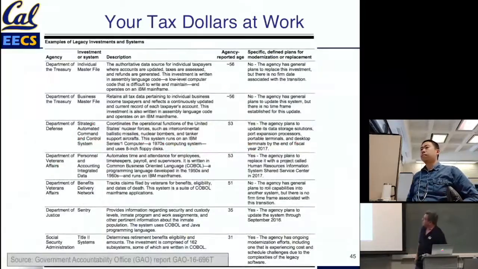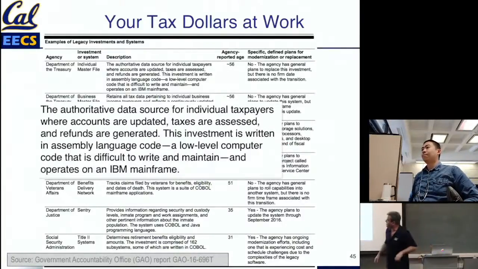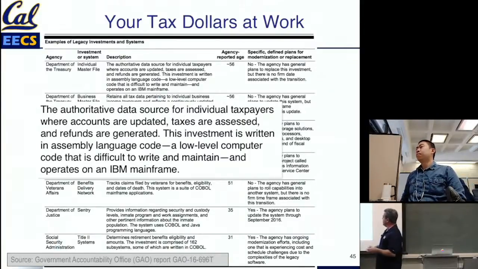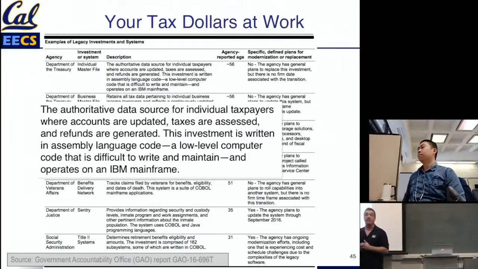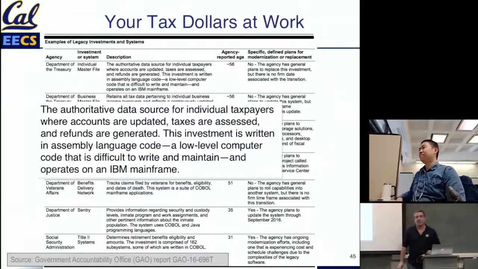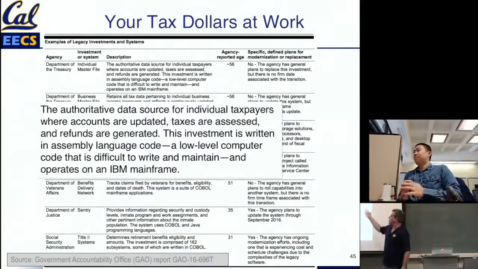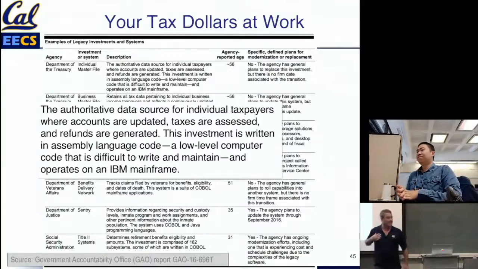How old? Here is a table of some of your tax dollars at work. You cannot read this, but I will enlarge the top line for you. It's the IRS, or Department of the Treasury, individual master file. It is the thing the IRS basically uses to figure out your income taxes. It is written in assembly language, low-level code that is difficult to write and maintain. Tell me about it. The agency-reported age of that software is 56 years. That's legacy. That's older than me. It's the only thing we're going to discuss in this class that's older than me.